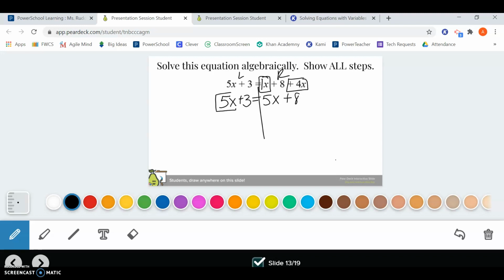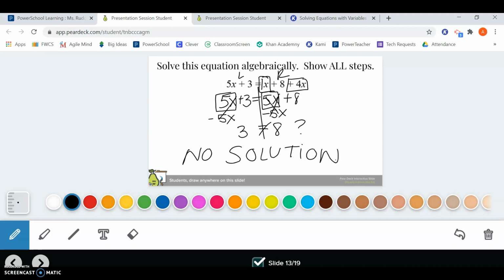Alright, so now I have to get all my variables on one side. So 5x. Oh, they're the same. That's weird. So what I'm going to do is, this is a positive 5x, so I'm just going to work from the left. I'm going to subtract 5x from both sides. And I get 3 equals, 5x minus 5x is 0, so that went away too. Equals 8? 3 doesn't equal 8. That's not true. So we call this a no solution, because no matter what number I put in for x, nothing's going to work. So that's going to be a no solution, because this final statement here is false.